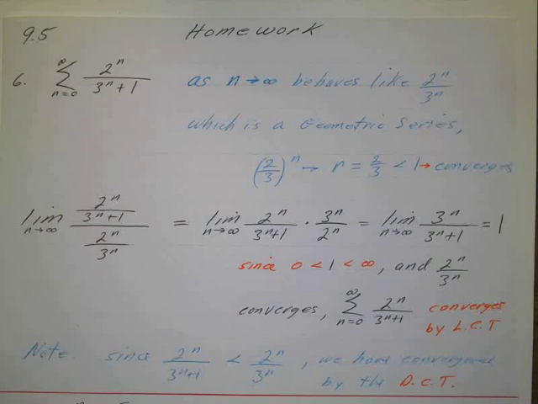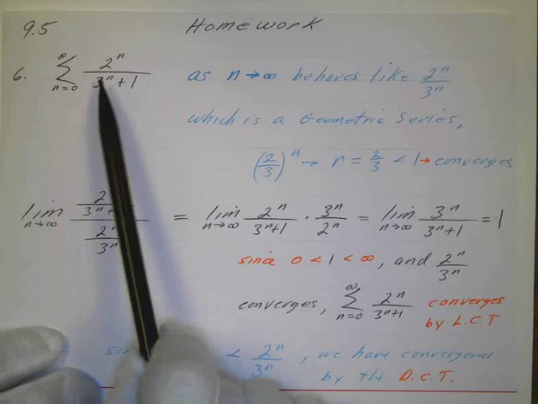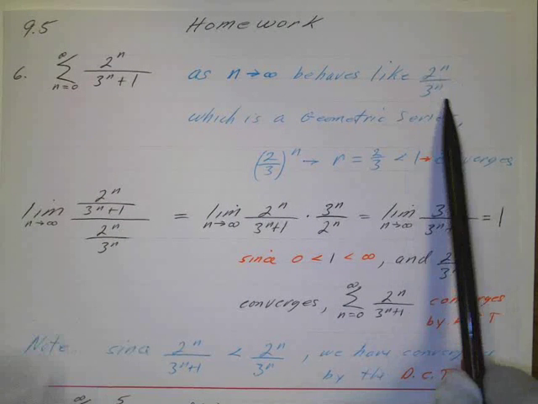Okay, this is number 6 in section 9.5, and as in number 5, we want to use the limit comparison test to determine the convergence or divergence of the series. So again, we look at this series here, 2 to the n over 3 to the n plus 1. As n approaches infinity, this behaves like 2 to the n over 3 to the n.